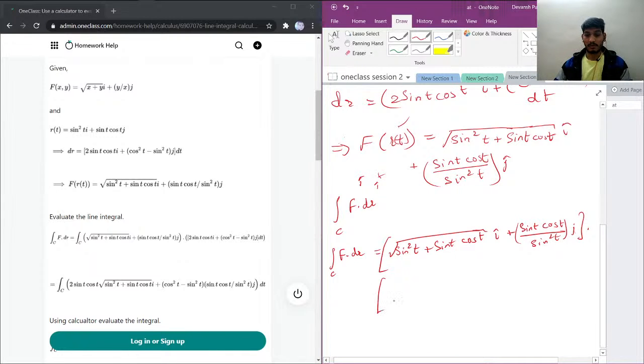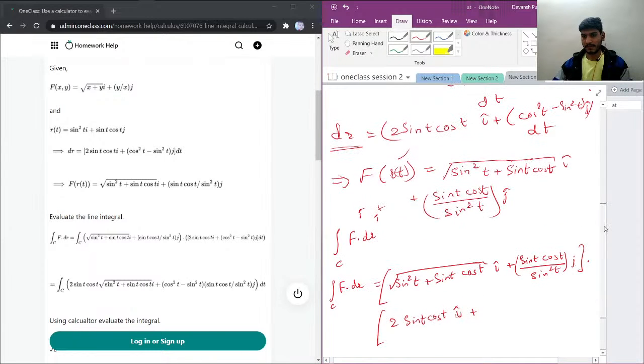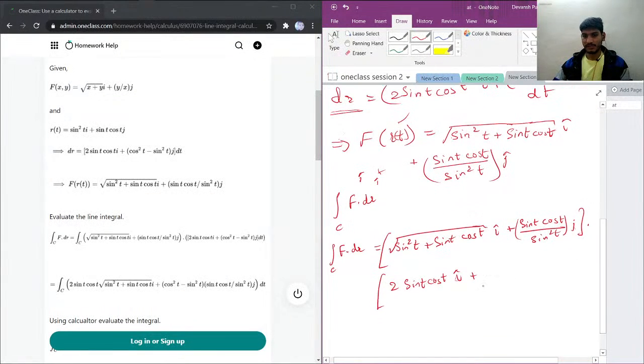multiplied by, or basically the dot product with, dr. So dr was 2 times sine t cosine t I cap plus cosine square t minus sine square t j cap, times dt.